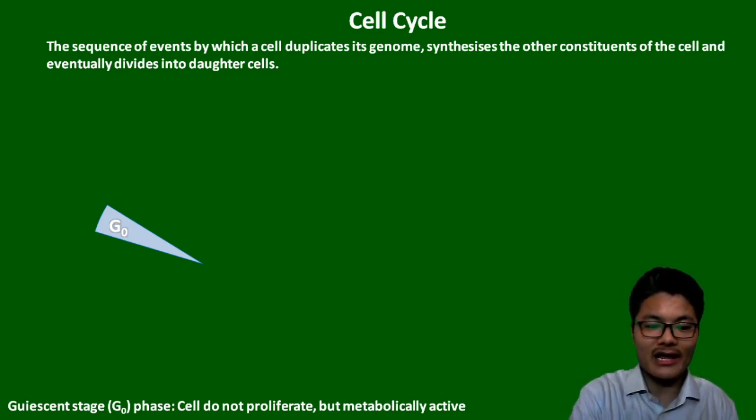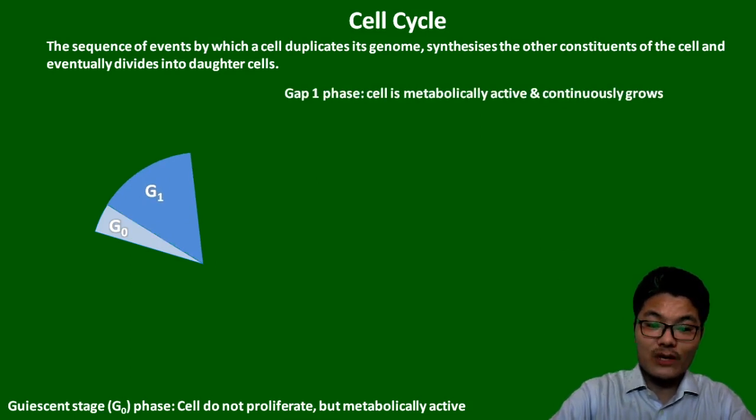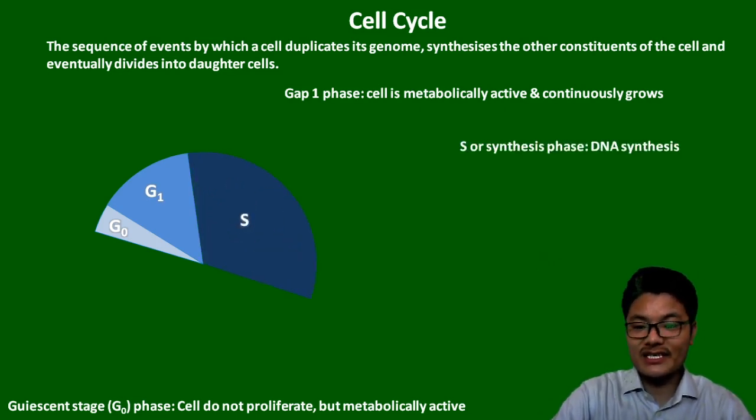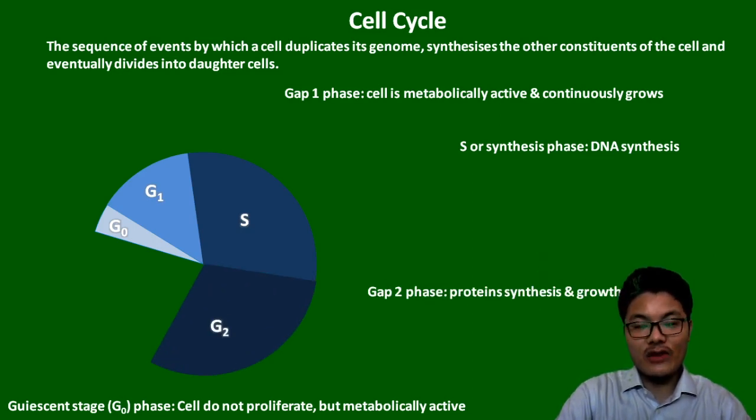When the cell is not dividing, we usually use the term G0 or quiescent stage, G0 phase, during which there is no proliferation and no division of the cell, and the cell is usually metabolically active. During the G1 phase or gap 1 phase, the cell is becoming more active and tries to grow and mature itself. And we have the synthesis phase, during which there is synthesis of genetic material, mainly DNA. So DNA keeps on dividing in S phase. We have the G2 phase or gap 2 phase, during which there is synthesis of protein and growth of the cell.